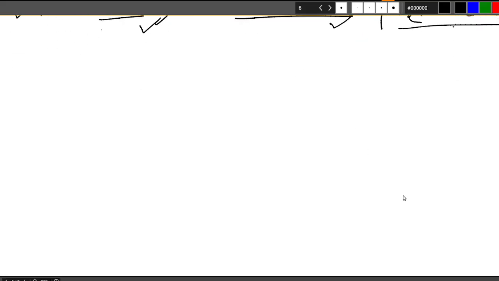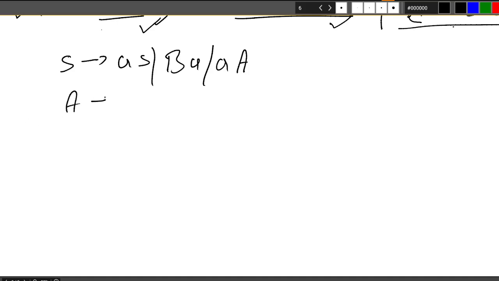Yeah, go ahead. Sir, if there is a combination of left linear and right linear, is it considered a regular grammar or not? No. Why, sir? Why does this happen? This is the rule. Otherwise, it will be a type 2 grammar. Okay, sir.